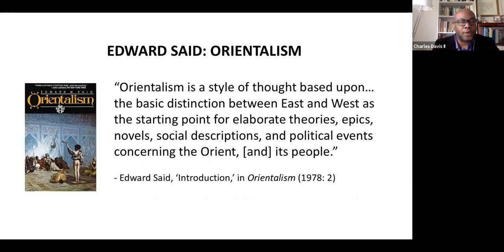Another very influential and hopefully well-known paradigm is Edward Said's concept of Orientalism. And this relates to this kind of binary construction between East and West, which is parallel to the binary construction between Black and white that we tend to find in world cultures and hierarchies of world cultures. And he categorizes it as a kind of mental pattern that we project onto the world to make sense of things that are actually much more complex. Orientalism is a style of thought based upon the basic distinction between East and West as a starting point for elaborate theories, epics, novels, social descriptions, and political events concerning the Orient and its people.